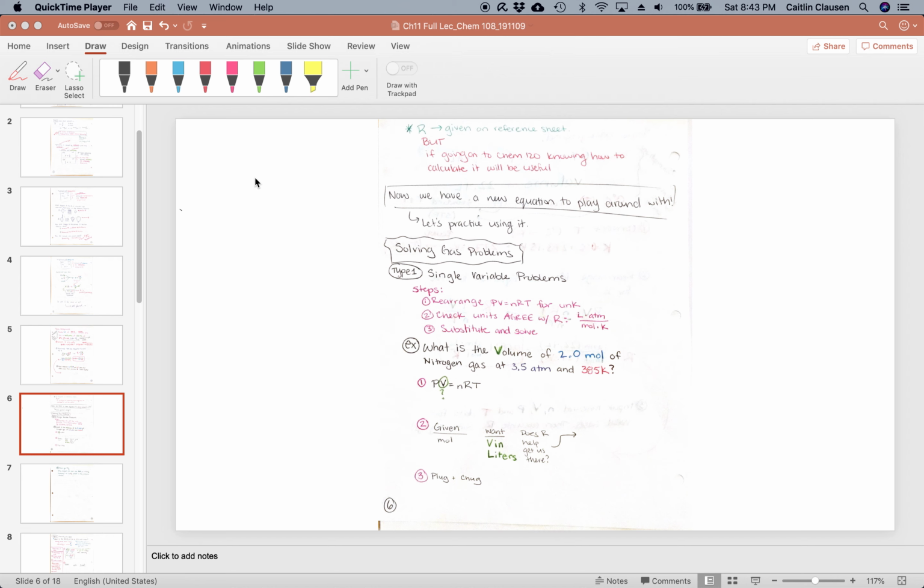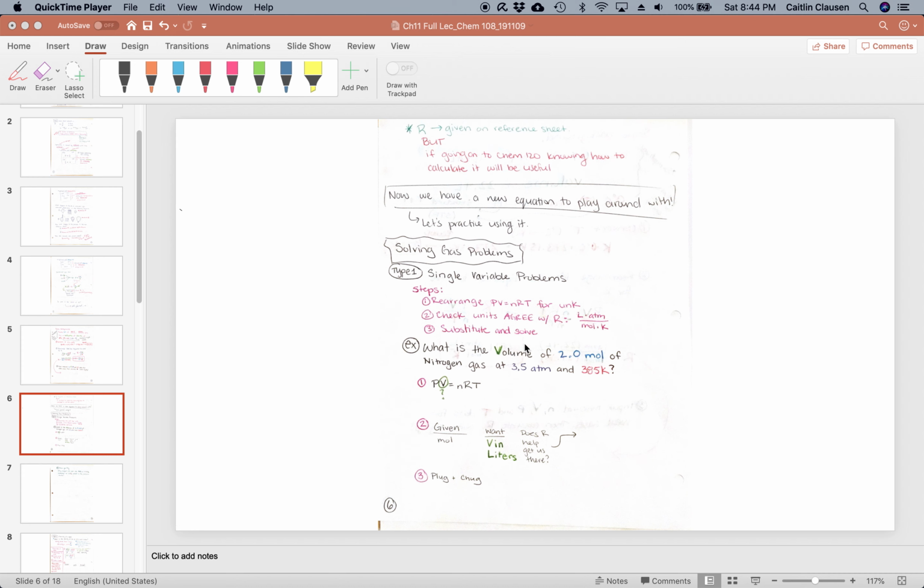So I was talking about the 5 different types of gas problems that you'll encounter, and the first one is single variable problems. The 3 steps that you follow, you're going to use for each type of problem. So an example of a single variable problem you might encounter would be something like this. What is the volume of 2.0 moles of nitrogen gas at 3.5 atmosphere and 385 Kelvin?